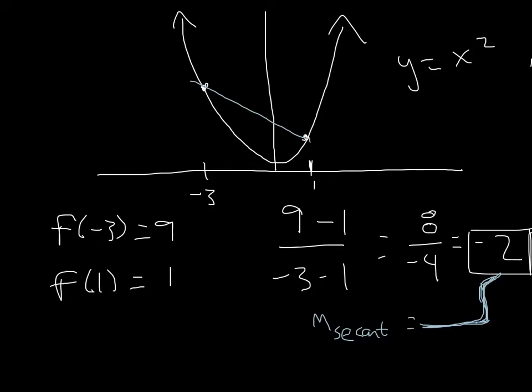So if we plug in 1 for a and negative 3 for b, f of b is equal to 9 and f of a is equal to 1. So f of b minus f of a, 9 minus 1, over b, negative 3, minus 1 minus a, is equal to 8 over negative 4, which is equal to negative 2, which is the slope of the secant line.